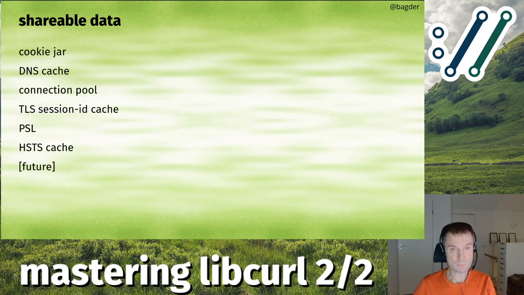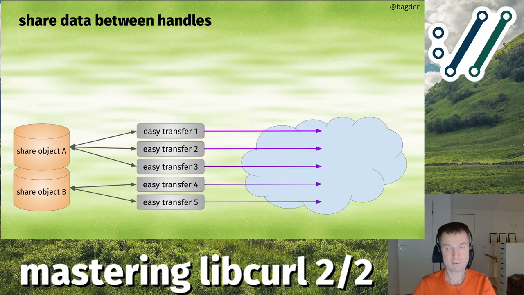So maybe you want to have your different easy transfers share this data instead of having them all isolated, right? For example, cookies, that's one of the typical ones. Maybe you have a number of transfers and they actually are related cookie-wise. So why not share the same cookies? So then you make a share object, share the cookies, and make sure that all the transfers use that share. Like this.